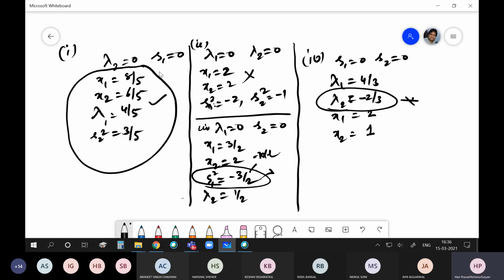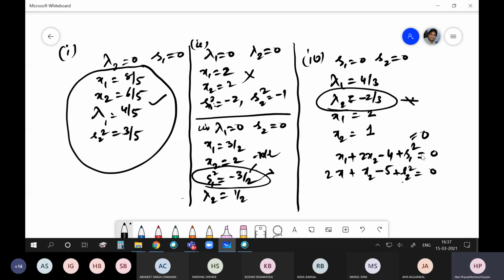We have written this now. What is that? Our constraint is x1 plus 2x2 minus 4 plus s1 square is equal to 0, and 2x1 plus x2 minus 5 plus s2 square is equal to 0. When we solve this, what is the s1 value we are getting at the optimal? It is 0, no? 0. This you are having 3 by 5.